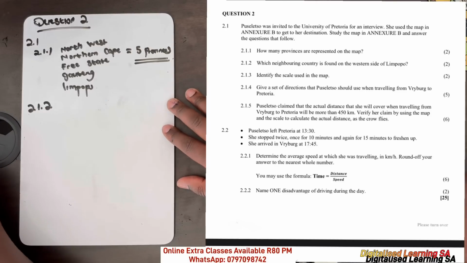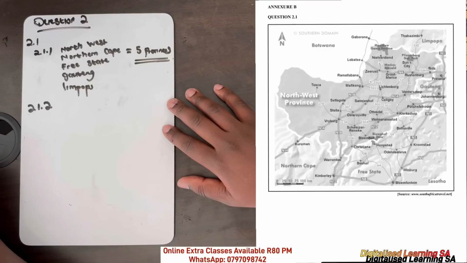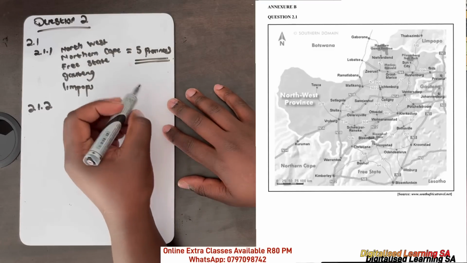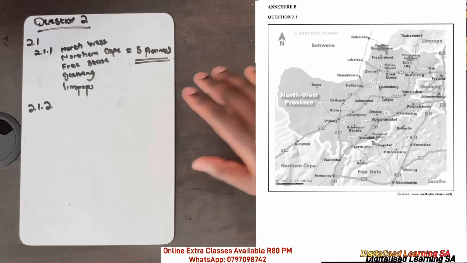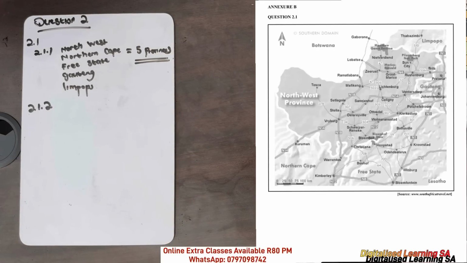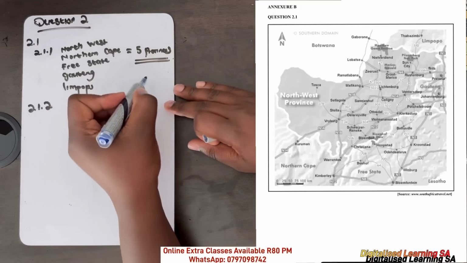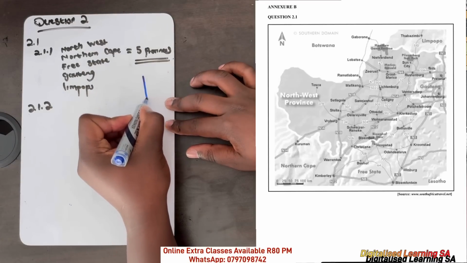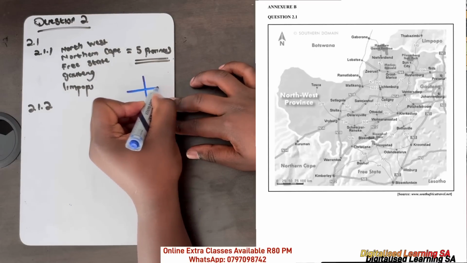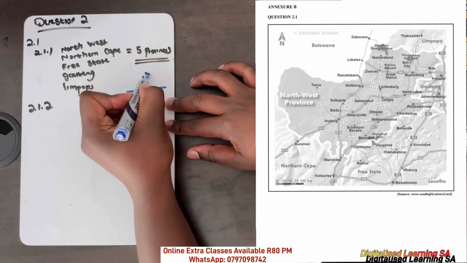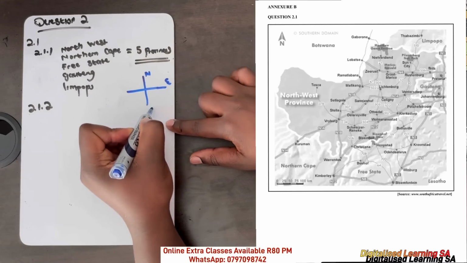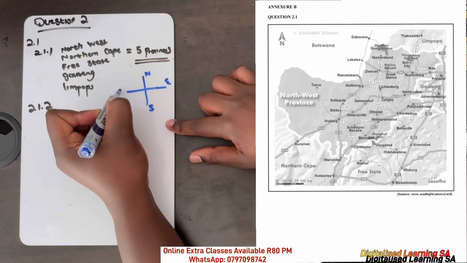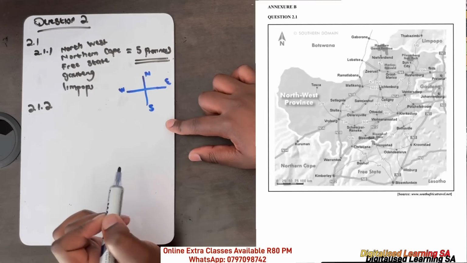Question 2.1.2 says, which neighboring country is found on the western side of Limpopo? I'm just going to write the general direction again. I'll keep writing it so that you also understand when asked about directions where to look. You should know this by heart, because it will help you get so many marks that have to do with directions.